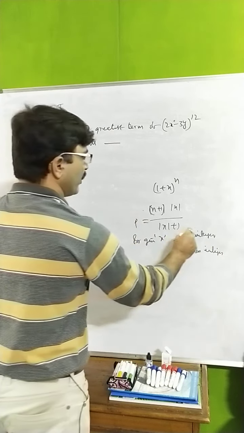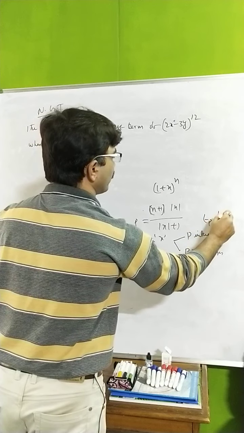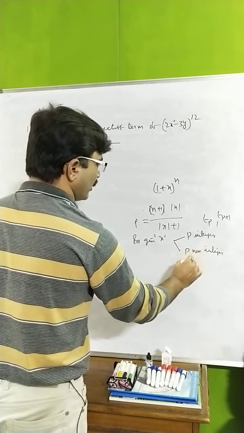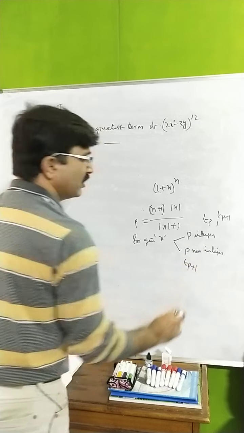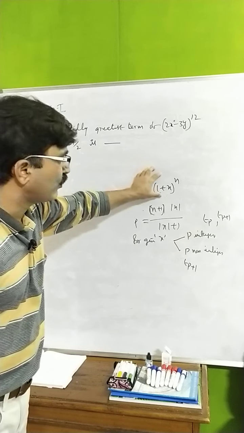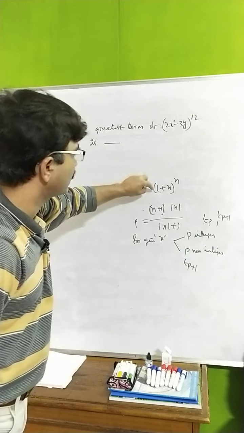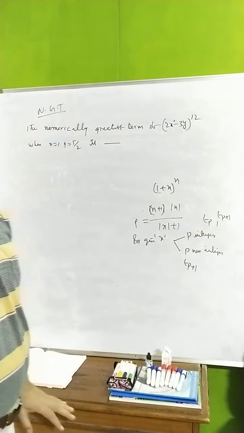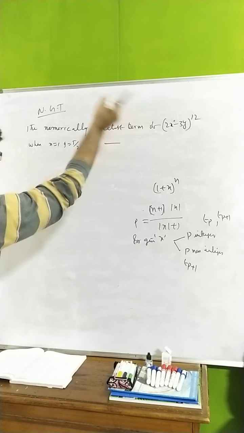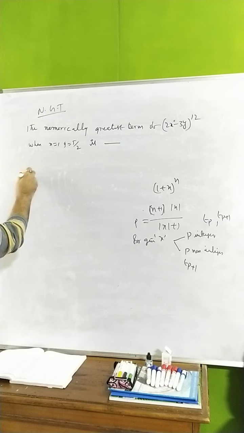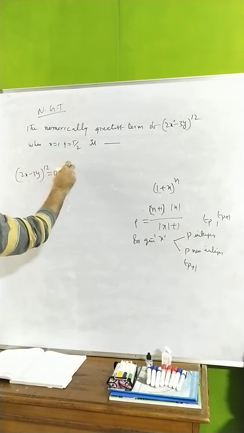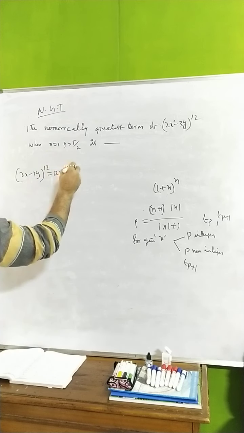Suppose if P is integer, then TP and TP plus 1 are numerically greatest terms. If P is non-integer, only T(P plus 1) is the term which is numerically greatest. So converting the given one into this form is very, very important. So here one example is there. You see here how to write. You see this now. What I am doing here, (2x minus 3y) whole to the power of 12 is there. First of all, I will convert into given form.